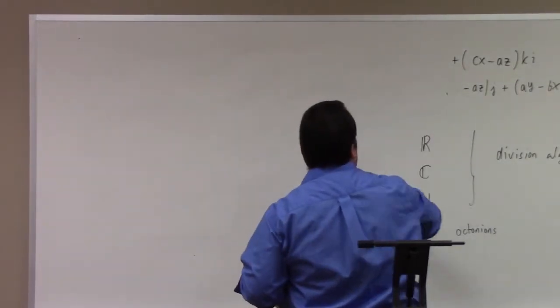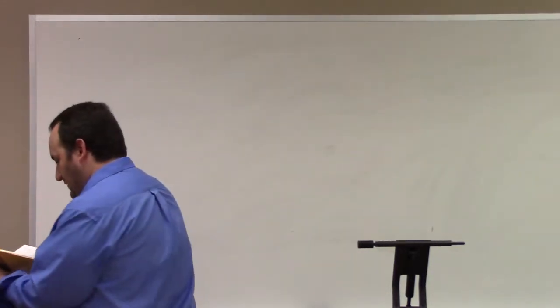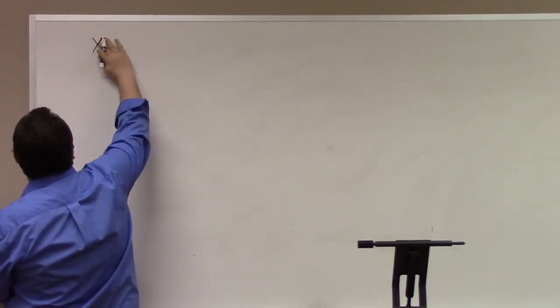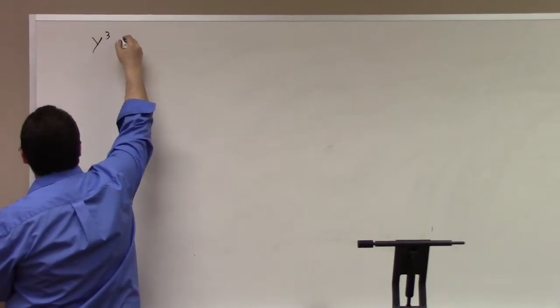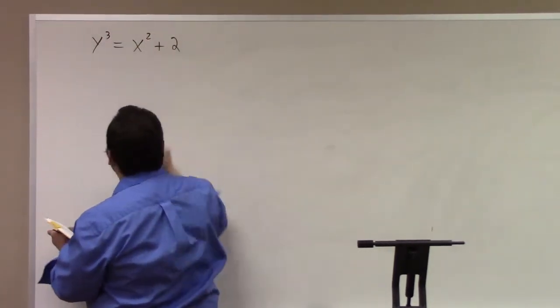So, yes, we have unique factorization in the Gaussian integers. We have unique factorization in Z adjoining the square root of minus 2 as well. But at minus 3, something goes wrong. But at minus 2, it still works. So, for example, if we're looking at y cubed equals x squared plus 2, right?